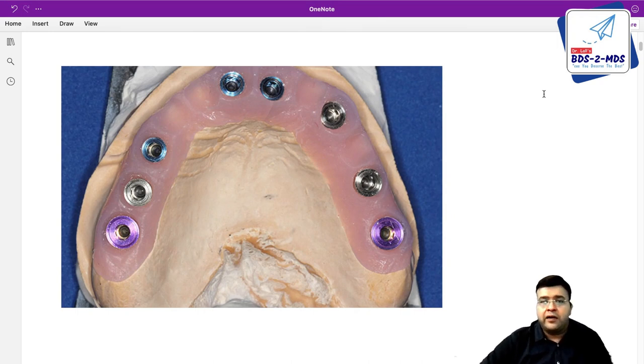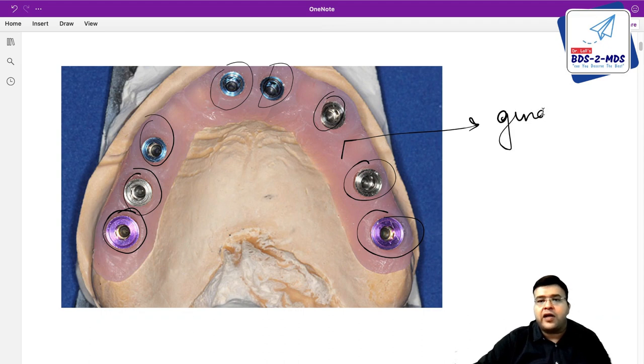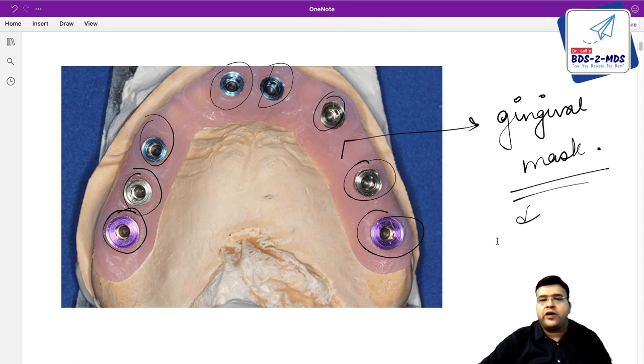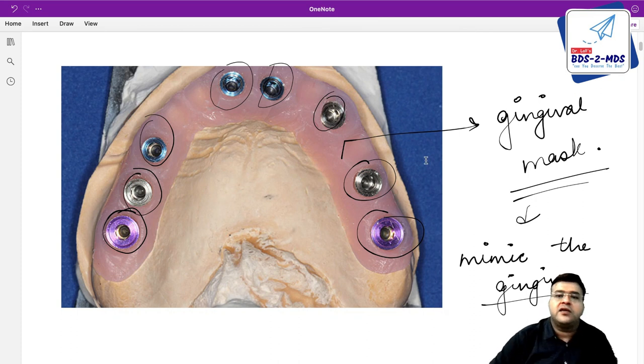Now this patient had 8 implants placed. What you see here are all these 8 implants in the model, right? So this is how an analog works. What is this pink part? This pink part is called the gingival mask, right? What this pink part does is mimic the gingiva in the patient's mouth, right? So that is how this entire prosthesis is going to be made on this model.